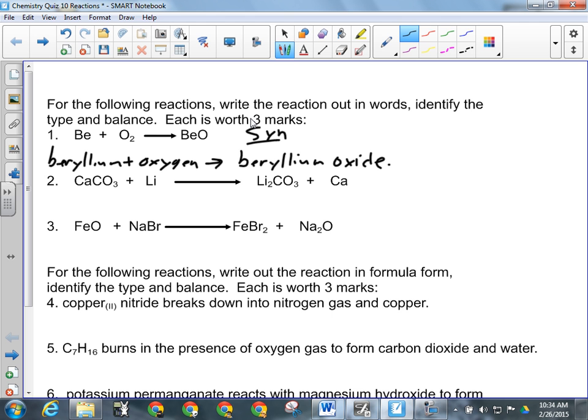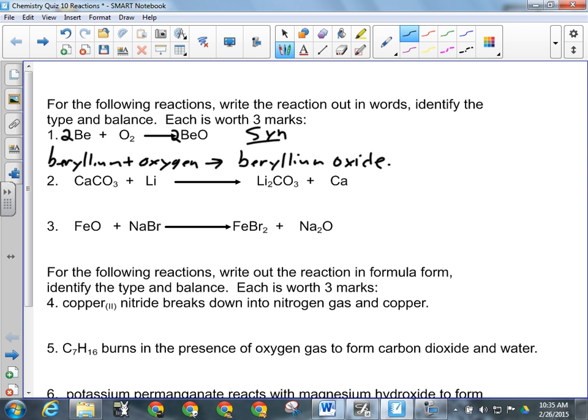Yeah, okay. Now we got to balance the reaction. The only thing right now that's out of balance is oxygen, so we have to go with that, even though usually we do it last. There's 2 of them on this side, so a 2 needs to go here, which gives me 2 berylliums, so a 2 needs to go there. So we're looking at 2, 1, 2. 1 mark if they got that.